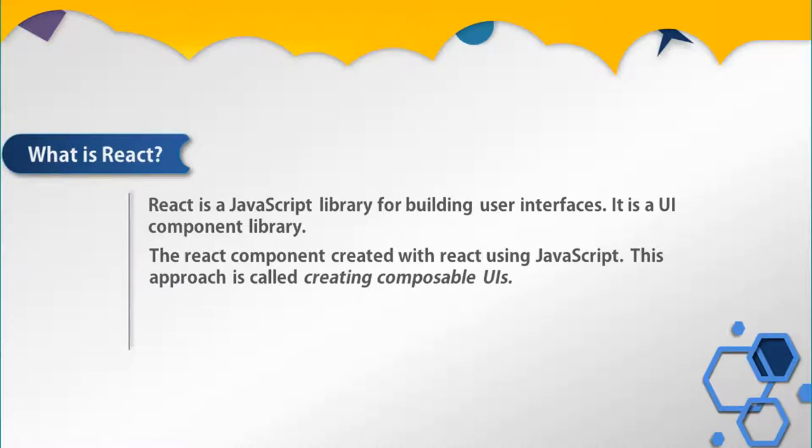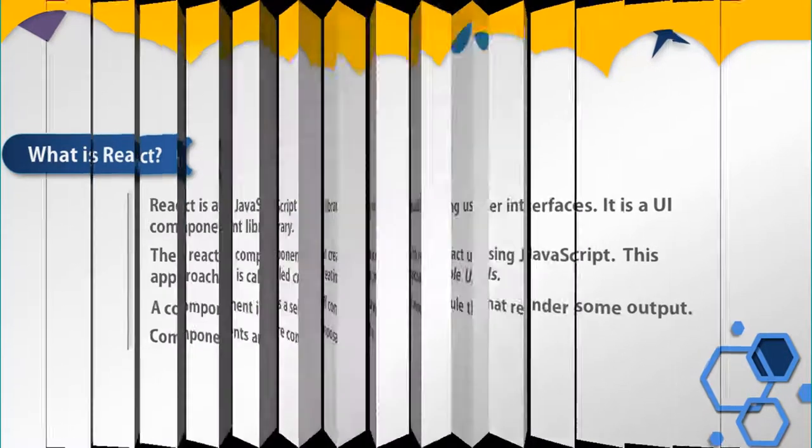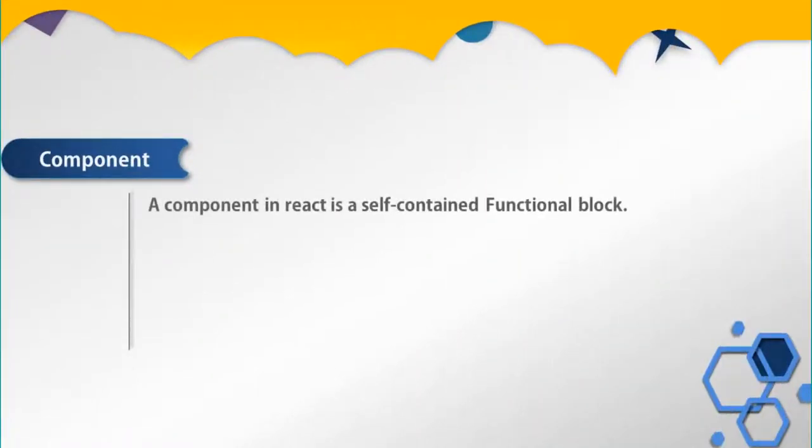A component is the heart of a React application. A component is a self-contained module that renders some output. Components are composable. A component might include one or more components in its output. A component in React is a self-contained functional block.